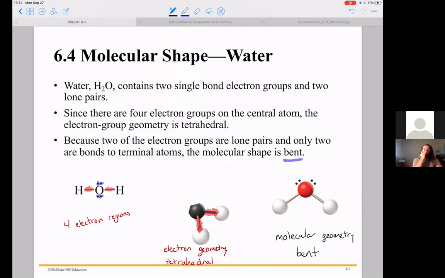Okay. So again, you always start out with the electron geometry. Simply count the number of electron regions, which directly corresponds to what the electron geometry is. If there are 2 electron regions, it's always going to be linear. If there are 3 electron regions, it'll always start out as trigonal planar. And if there are 4 electron regions, it'll always be tetrahedral. To get the molecular geometry, we start erasing the bonds that correspond to lone pairs.